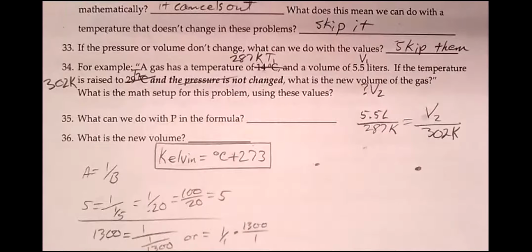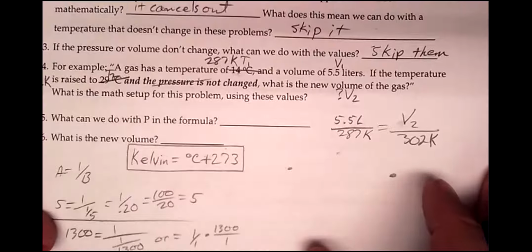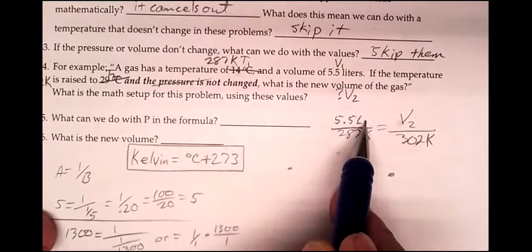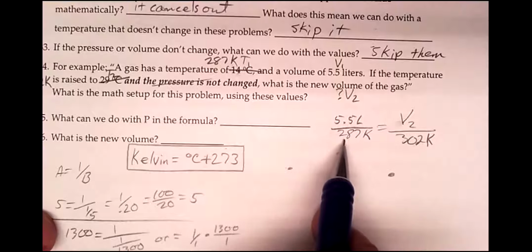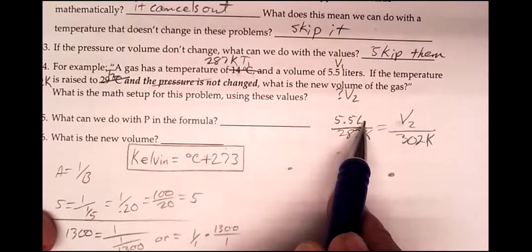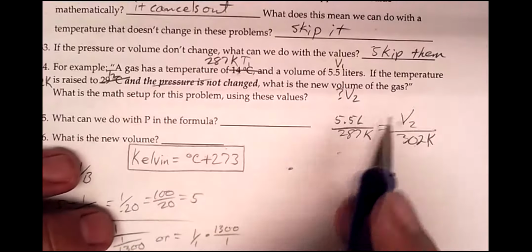Because remember, when you're only multiplying and dividing, everything moves through the equal sign on a diagonal. So I don't personally write them in like that. I just say mentally, this is going to end up here. So I do 5.5 divided by 287 times 302, because 302 ends up on the top. And we get 5.79. Yeah, I get that.